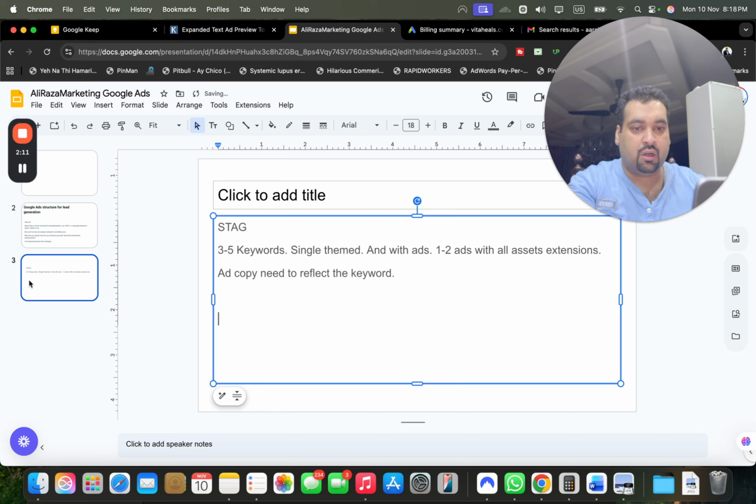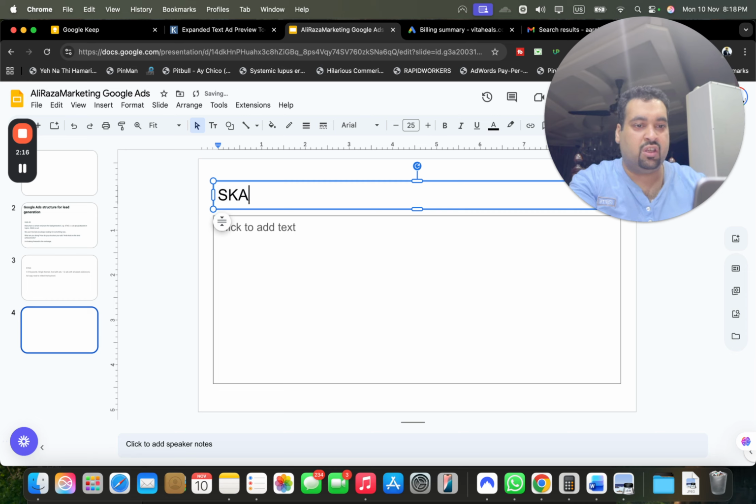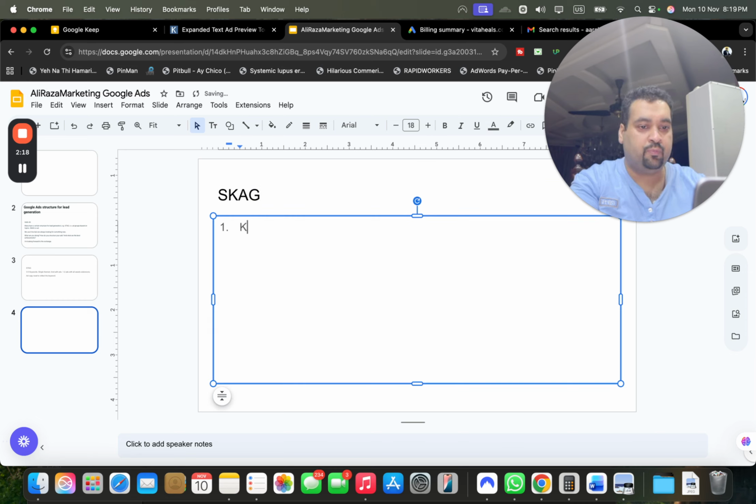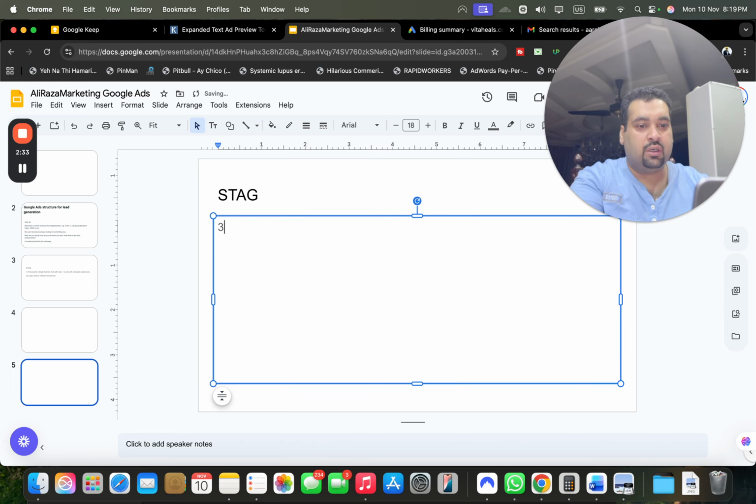For instance, if you are trying to do STAG, try to understand first of all what SKAG is. SKAG means, for instance, one keyword and 1 to 2 ads for that. So this is an ad group, one keyword with 1 to 2 ads. But what happens with STAG is you put 3 to 5 keywords with 1 to 2 ads, as I told you above. Now I have told you regarding putting in ad assets, working on your ad copy, doing your research, and reflecting your keyword strategy.